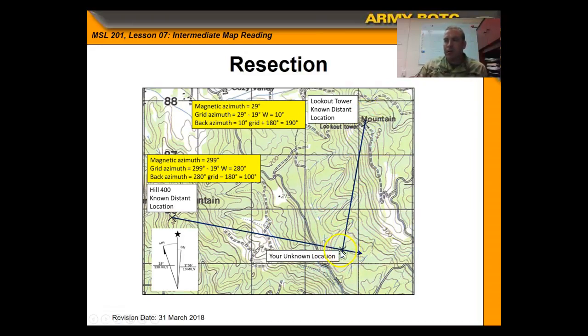So now you can probably plot a point with your protractor to give yourself your grid location, and it also gives you a general idea of where you are on the map, and it allows you to better use your terrain association so you're more familiar with the area.